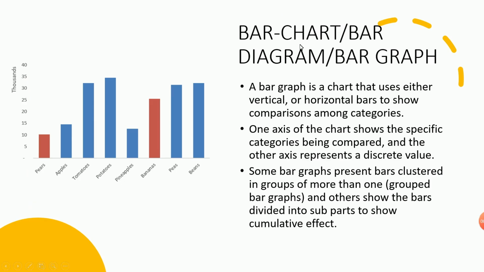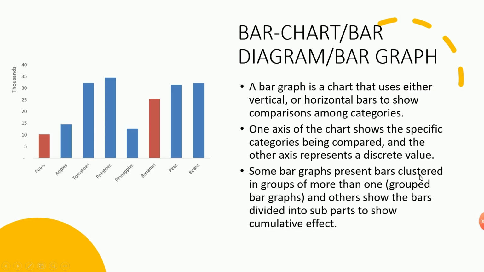So first is bar chart, or bar diagram, or bar graph. Everything is one and the same. So see here, I have given an image. A bar graph is a chart that uses either vertical or horizontal bars to show comparisons among categories. So here, in thousands, see the different kinds of fruits and vegetables. So they are comparing in terms of thousands. One axis of the chart shows the specific categories compared, and the other axis represents the discrete value.